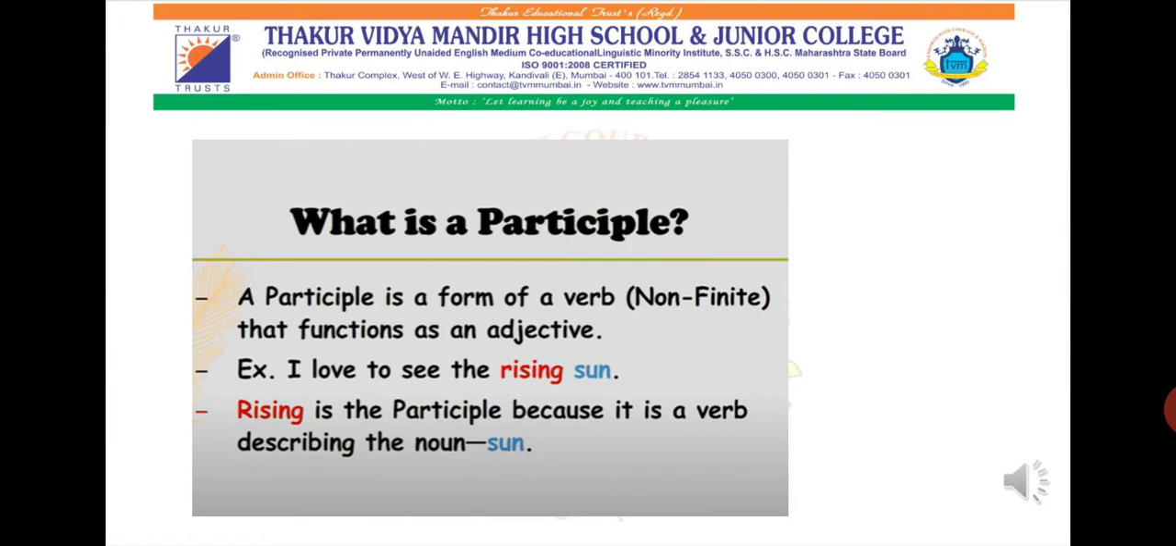Now can you all tell me what is an adjective? I'm giving you all 1 second to think. Can anyone tell me what is an adjective? As we have studied in parts of speech, an adjective is a word which is used to add something to the meaning of a noun. So now it is telling us more about the noun, it is describing it, and therefore rising over here is an adjective. It is a participle, it is a verb, and it is describing more about the noun sun.